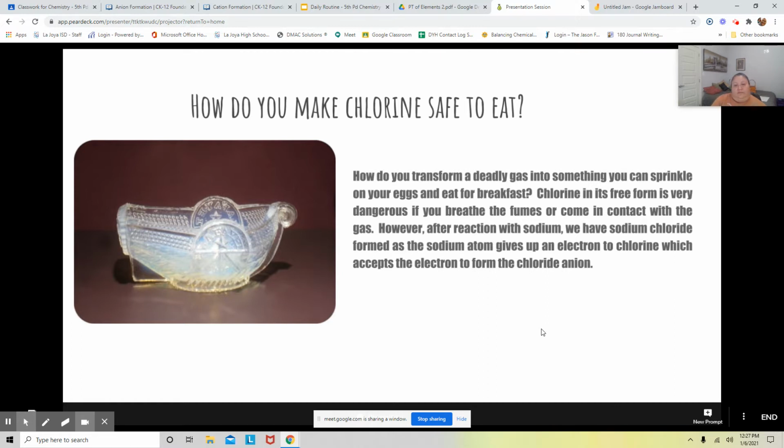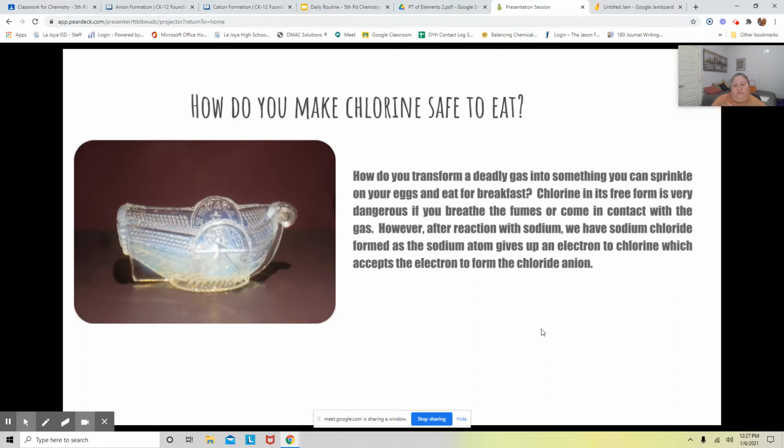How do you transform a deadly gas into something you can sprinkle on your eggs and eat for breakfast? Chlorine in its green form is very dangerous if you breathe the fumes or come in contact with the gas. However, after reaction with sodium, we have sodium chloride form as a sodium atom gives up an electron to chlorine, which attracts the electron to form the chloride anion. Can you say this? Anion. Anion. Very good. Thank you, Miss Alexia.